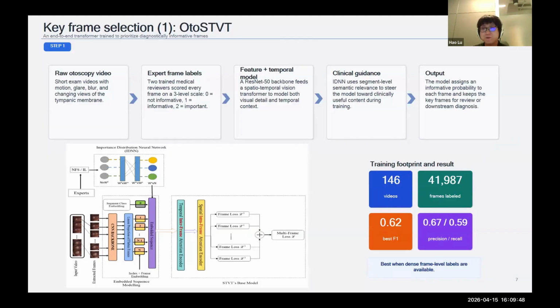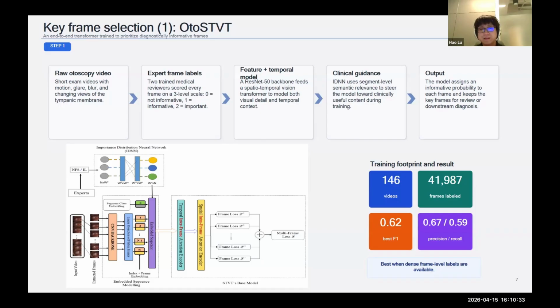So first, I will introduce the key frame selection. As I mentioned, the data collection is a very hard part, but thanks to our group, Dr. Gujen and Dr. Mobley, we have a lot of ENT experts to collect the otoscope videos from different centers. And currently, we have 2,347 otoscope videos from NCH, OSU, and VU.